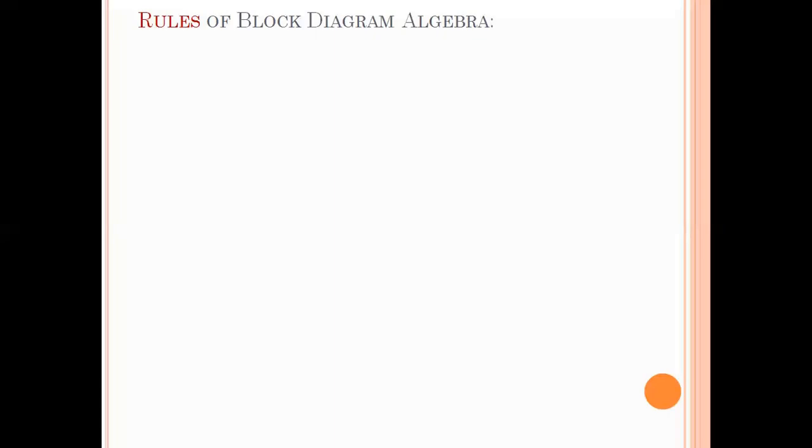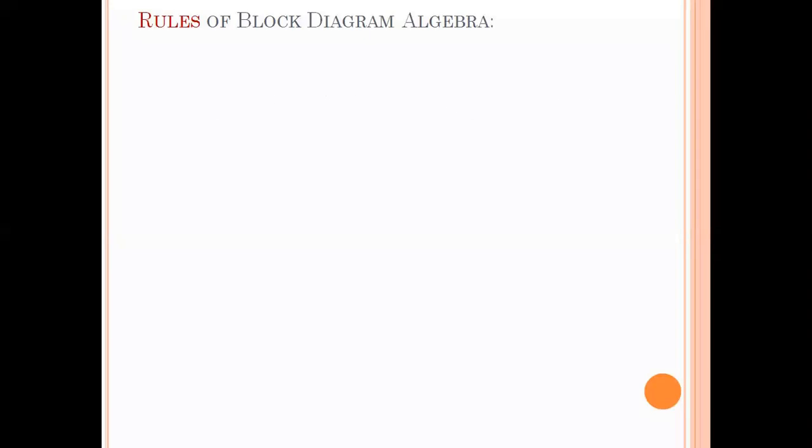In today's class, we will learn a few essential rules in order to reduce any complex block diagram into a very simple block diagram, so that we can easily calculate the transfer function of that particular system or for the particular block diagram. There are 11 rules to simplify the block diagram. So those we will cover in today's class.